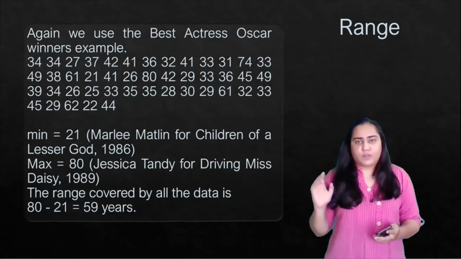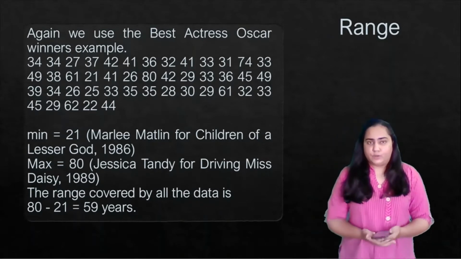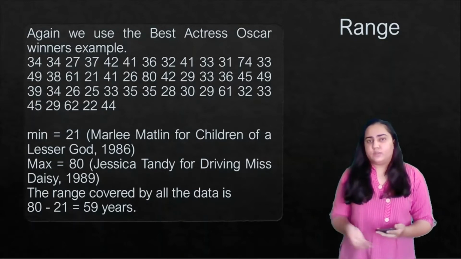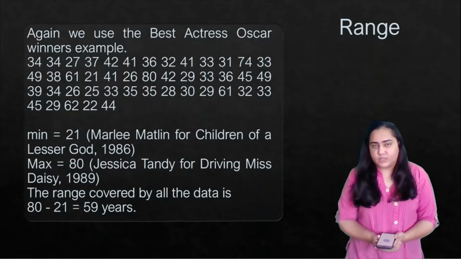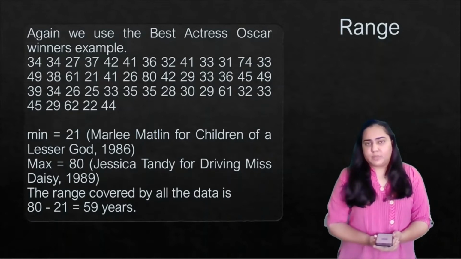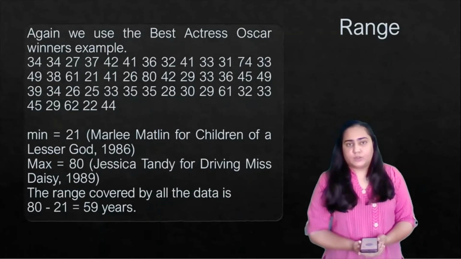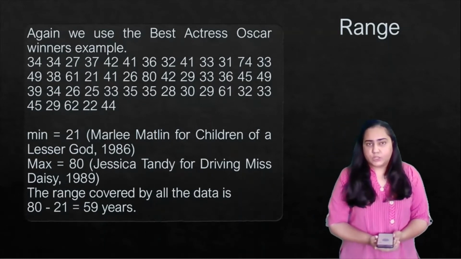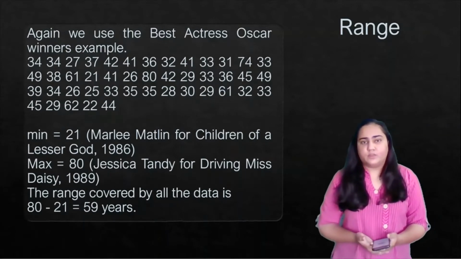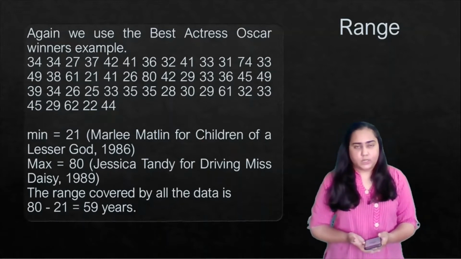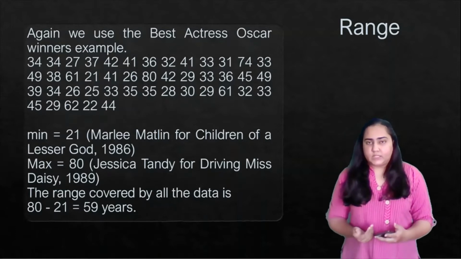So in order to find the range of this type of data set, I need to find the minimum value here. And if you go through the Excel sheet or just go through the data given here, you'll notice that the minimum is 21, which is for Marlee Matlin for Children of a Lesser God in 1986. So that is the minimum age. And the maximum age is for Jessica Tandy for Driving Miss Daisy in 1989. So there are two ages, 21, which is the minimum, and 80, which is the maximum.